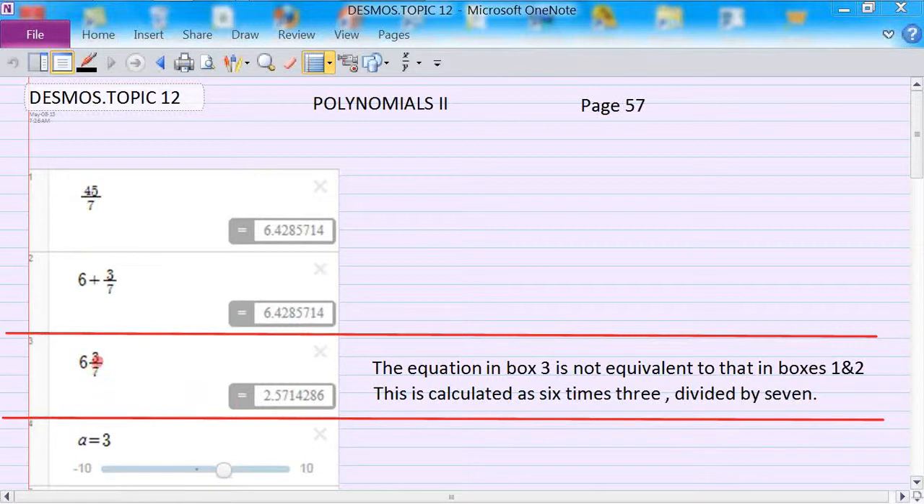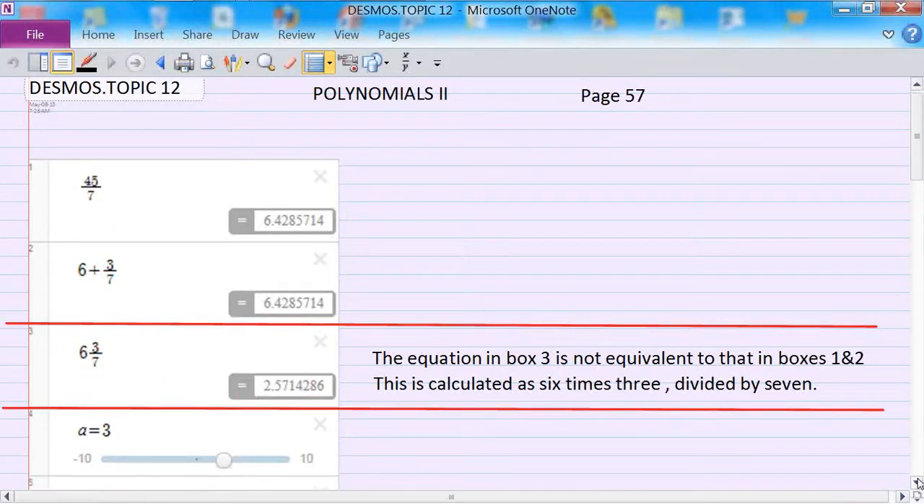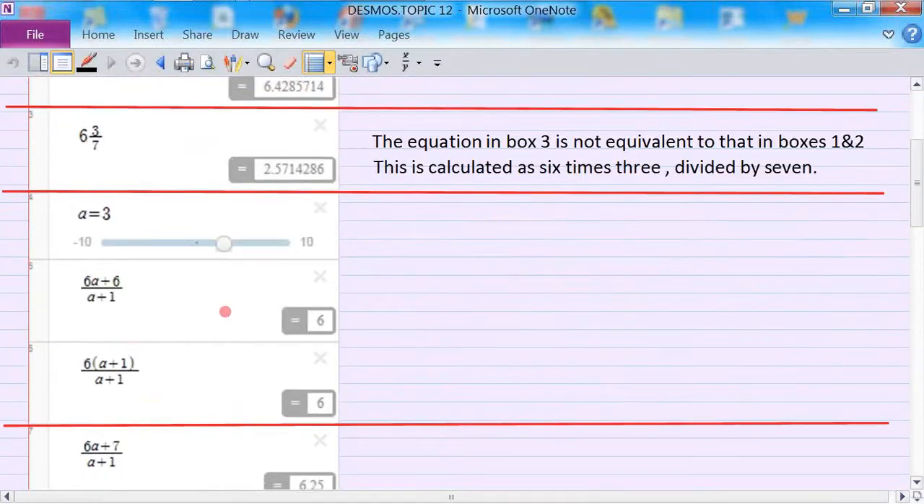answer. However, you can't write 6 3/7 like this in Desmos, because it translates it as 6 times 3 divided by 7, or 18 over 7, which comes out to be this. So this is not equal to this, nor is it equal to that. So just be careful of how you write things.